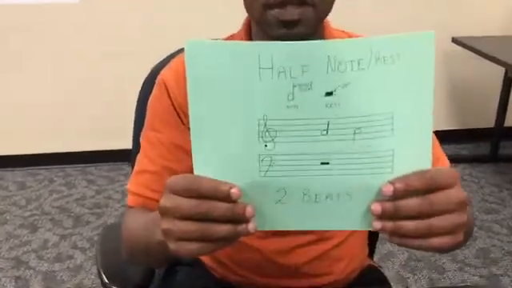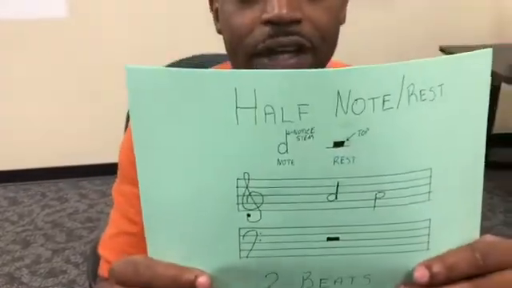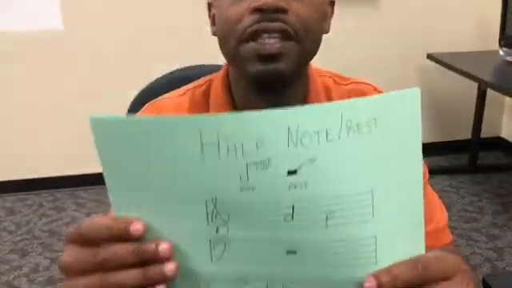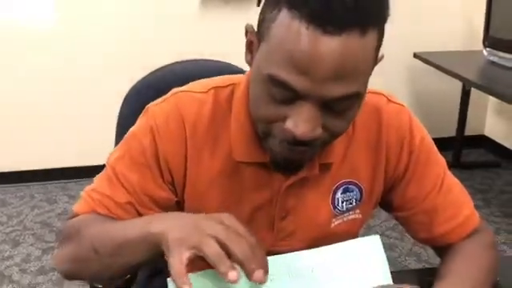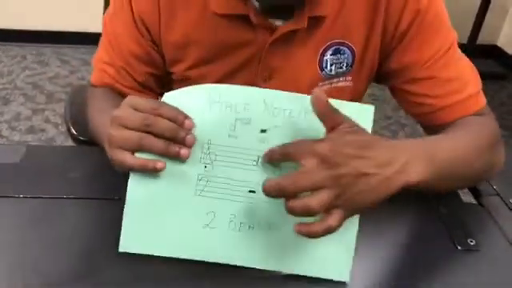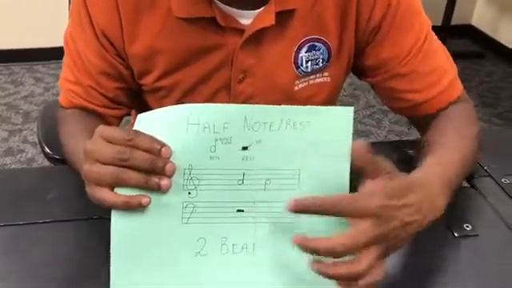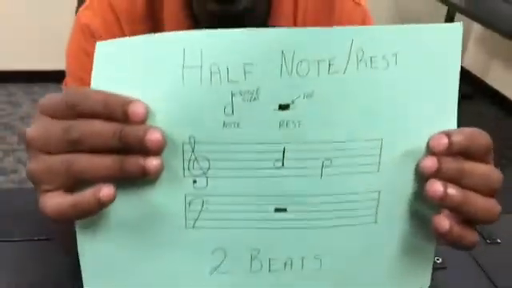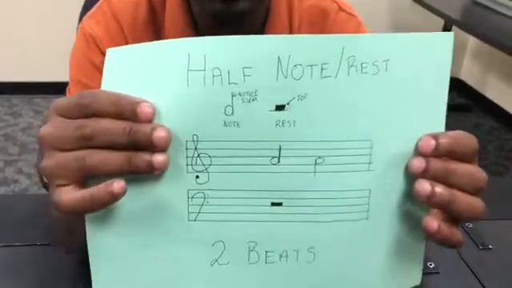Let's go over your half note. Okay, everyone? Now, remember, again, it's an open circle. Only this time, you have a stem. Your stem can be pointed upwards or downwards. It all means the same thing: 2 beats. Okay?